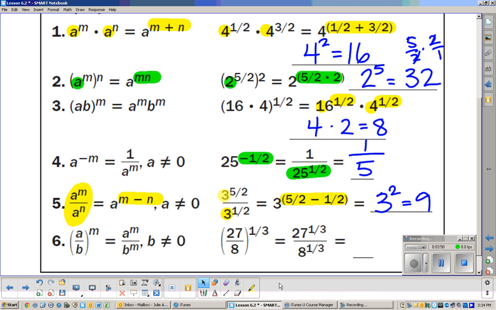And finally, if we have a fraction with one exponent, we need to make sure that exponent goes to both the numerator and the denominator of the fraction. So here we have a 27. It gets the 1/3. And we have an 8. It gets the 1/3. So the 1/3 exponent means we're taking the cube root. The cube root of 27 is 3. The cube root of 8 is 2.